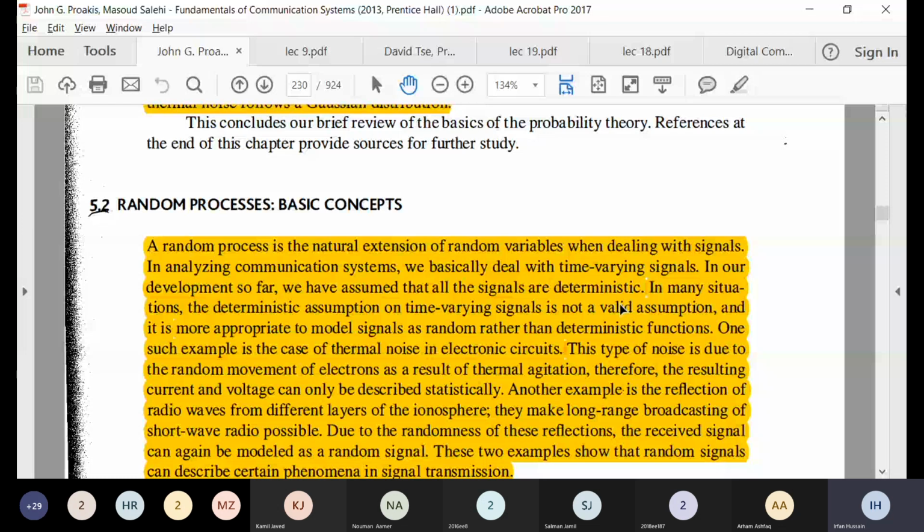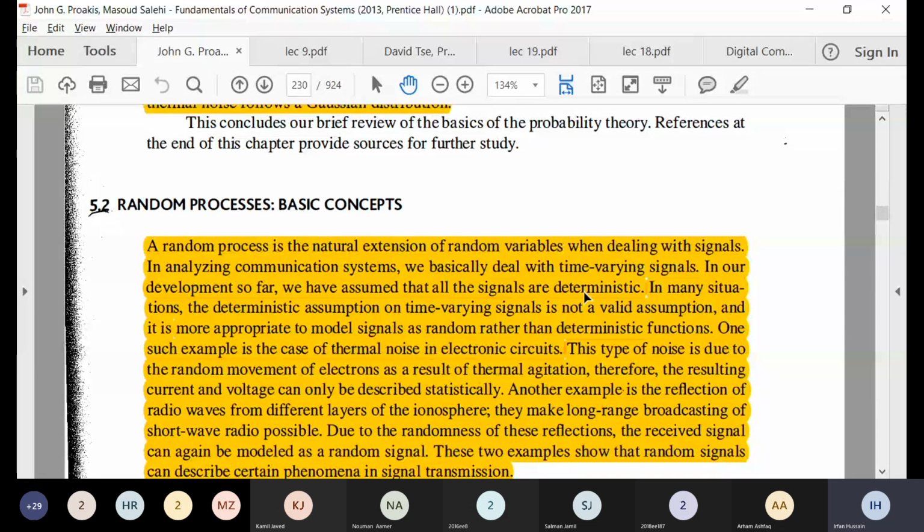So random processes are a natural extension of random variables. We know in communications we have time varying signals. Until chapter 4, you could very well see all the signals were deterministic. There was no probability associated with any of the signals. You had even signals, odd signals, real signals, imaginary signals, Fourier transforms, Fourier series, amplitude modulation, frequency modulation, phase modulation, but everything was happening deterministically, mathematically by equations, by convolution, by filtering, by bandpass filtering, by low-pass filtering, by multiplication and all that. Maybe you had non-linear or linear, that is another thing, but the signals were deterministic.